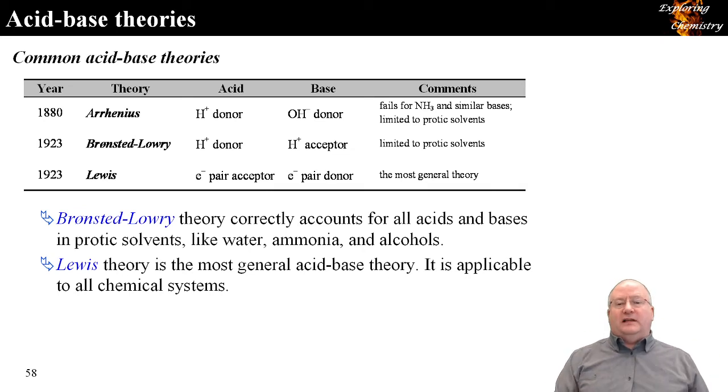Along comes the Bronsted-Lowry theory, which says an acid is an H plus donor and a base is an H plus acceptor. That works for any acid and base in aqueous solution, or protic solvents. So it could be methanol, ethanol, liquid ammonia, anything where a proton can come on and off. So the Bronsted-Lowry definition is what we use today to describe aqueous acid-base chemistry.